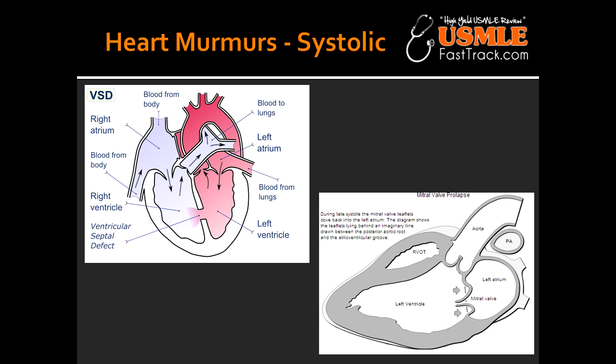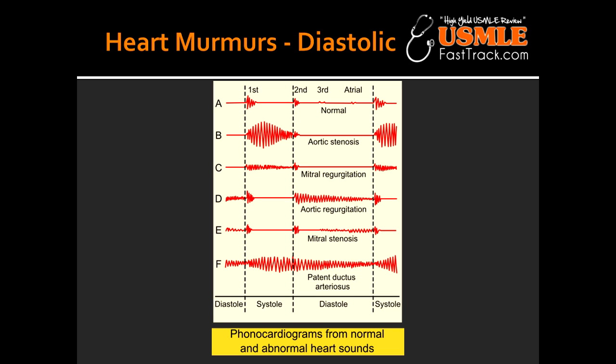What are the maneuvers that can increase the intensity of murmurs caused by mitral valve prolapse? The murmurs of mitral valve prolapse can be enhanced by maneuvers that decrease the venous return, such as standing or the Valsalva maneuver. Diastolic heart murmurs. What are the two diastolic heart murmurs? The two diastolic heart murmurs include aortic regurgitation and mitral stenosis.